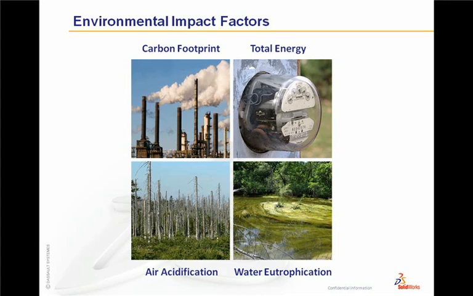Water eutrophication. Water eutrophication occurs when fertilizers reach coastal waters and cause algae blooms that can deplete water of oxygen, resulting in the death of local sea life. Total energy consumed refers to all the forms of energy the design consumes and releases over its life cycle.